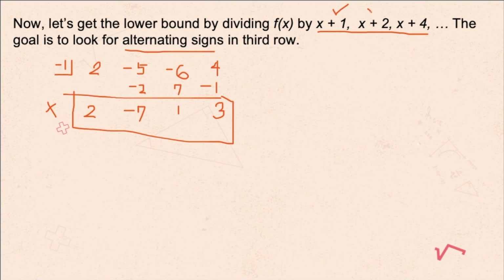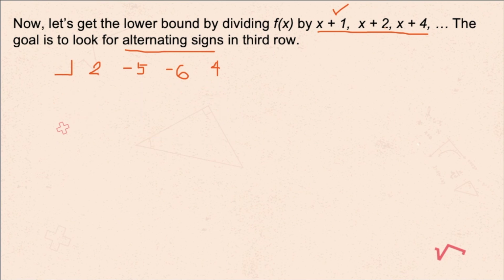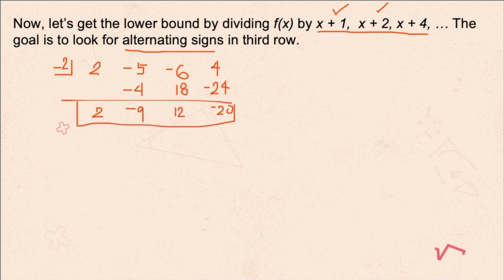We proceed now with the second, which is x plus 2. So our divisor will be -2. So bring down the first number, 2 times -2 is -4. And add, it will be -9. The -9 times -2 is +18. Then -6 plus 18 is +12. Then +12 times -2 is -24. Then -24 plus 4 is -20. Looking at the answer, do we have alternating signs? Yes. So meaning to say, class, we have now the lower bound, which is your -2.